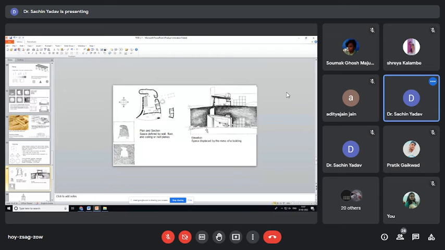So in plan, you can see the base plane, right? In the section, you can see the wall plane and the base plane and overhead plane.